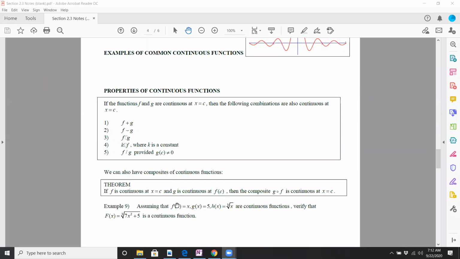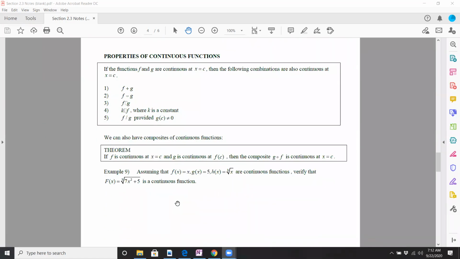Let's look at the table here. So properties of continuous functions. Again, what if you have two functions? So you call them f and g, and they're continuous at x equals c. Then the following combinations are also continuous. If I add them, subtract them, multiply them, that should be times, by the way. That should be another times if you have a constant, or if you divide them, provided that the bottom does not equal 0 when you plug in x equals c.